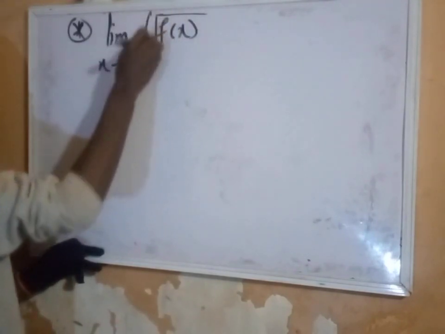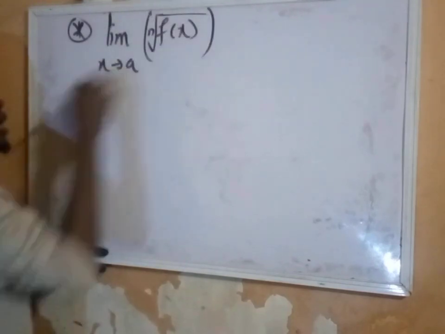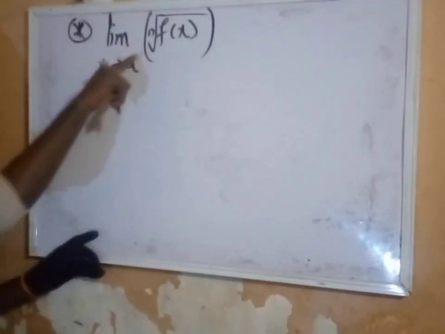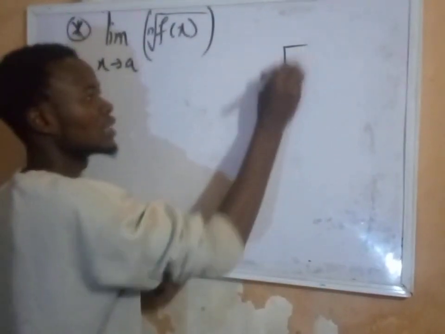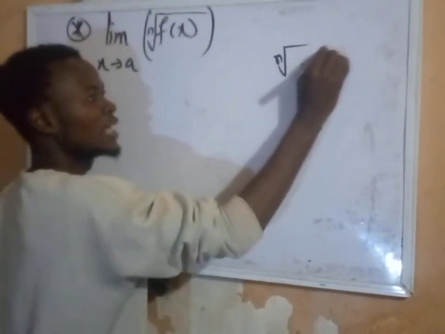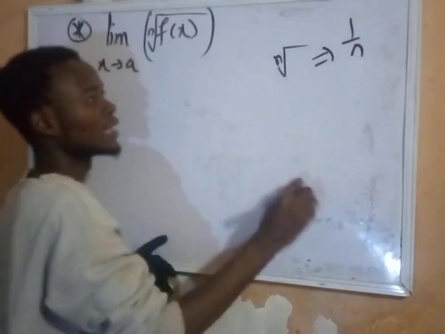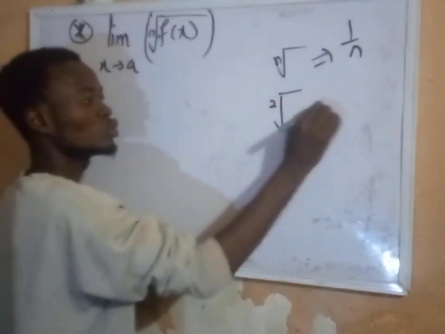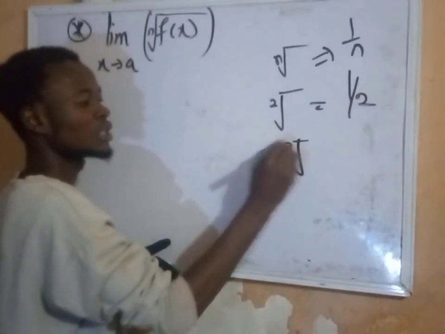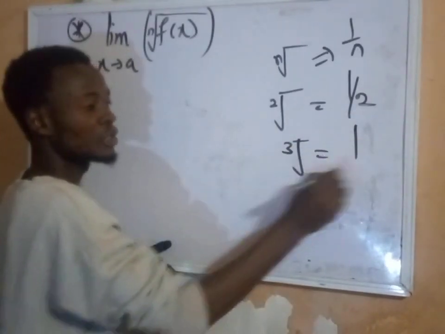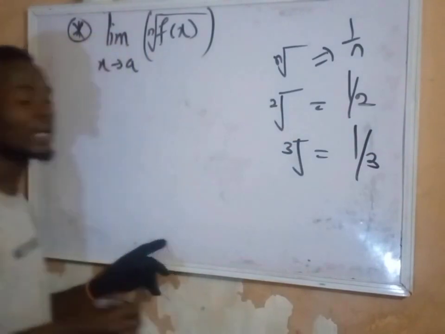Okay, let me just say nth root of f of x. You know, this is the nth root. So whenever you have something like the nth root, it can still be written as 1 divided by n. Just like if you have root 2, it is still equal to 1 over 2. If you have the cube root of 3, it can still be 1 divided by 3.